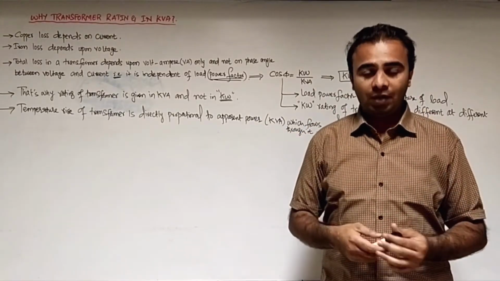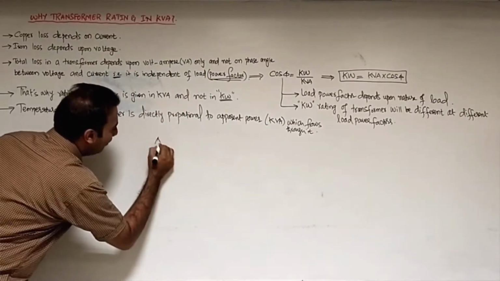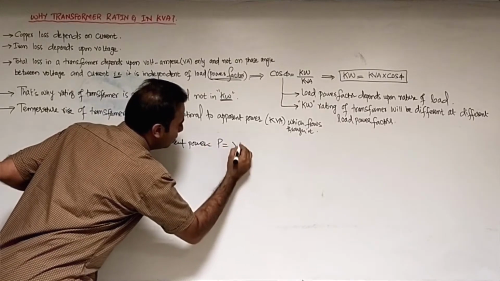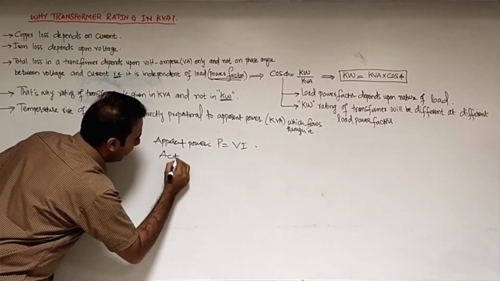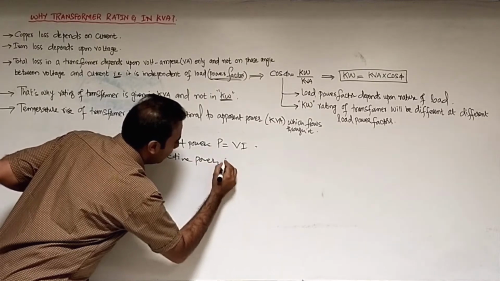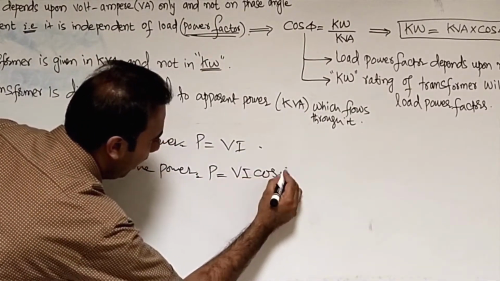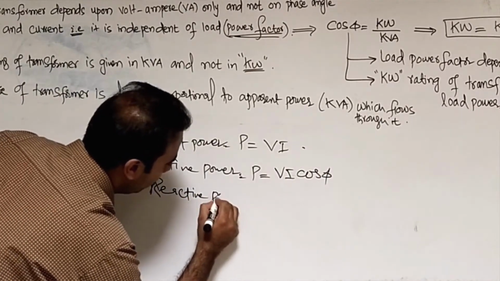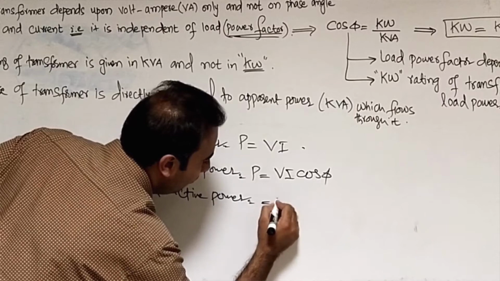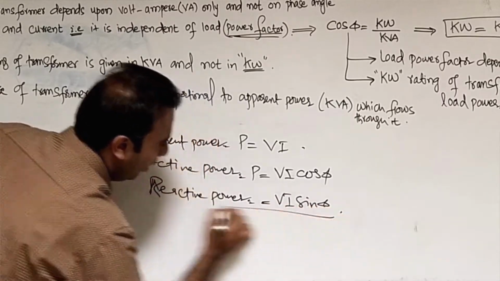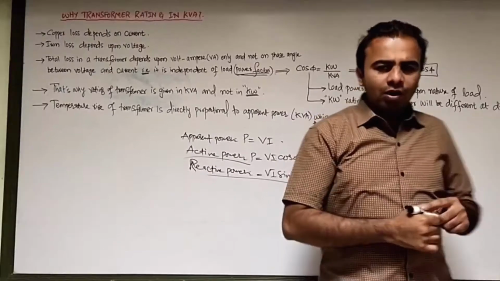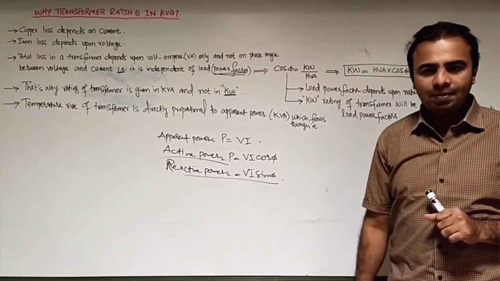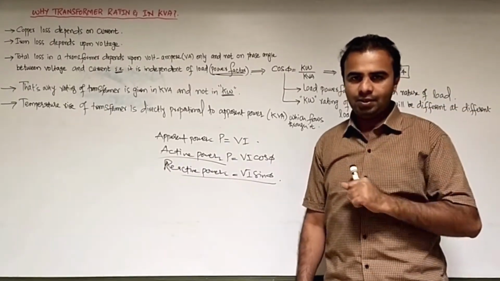There are three types of power. Number one is the apparent power, P equals VI. Second is the active power, P equals VI cosine of phi. And third is the reactive power, which is VI sine of phi. All electrical machines are designed on the basis of this apparent power, which is the product of the voltage and the current.